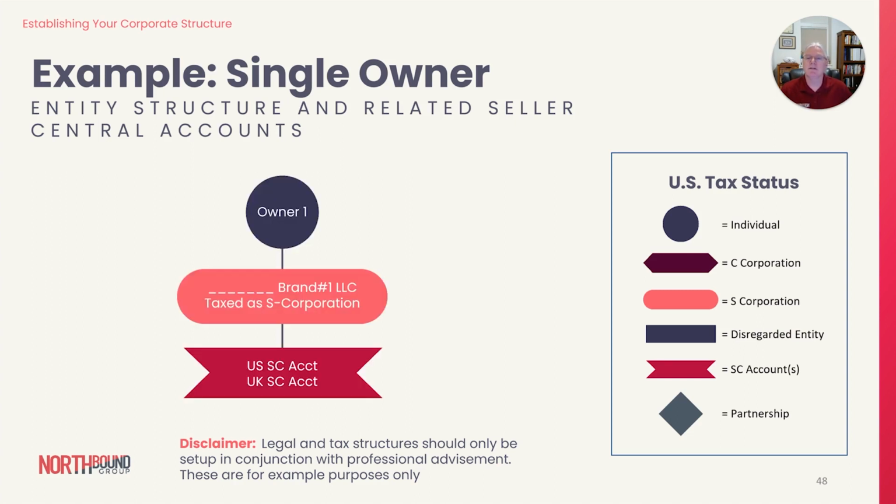You've got yourself as the individual in the circle. You've got your brand, as you can see, brand number 1. It's taxed as an S corporation, which is why it has the shape that it does. And underneath it, it happens to have 2 Seller Central accounts. Once again, the disclaimer: these are only ideas of how to structure things, but you should consult with a professional in order to get specific legal and tax advice.